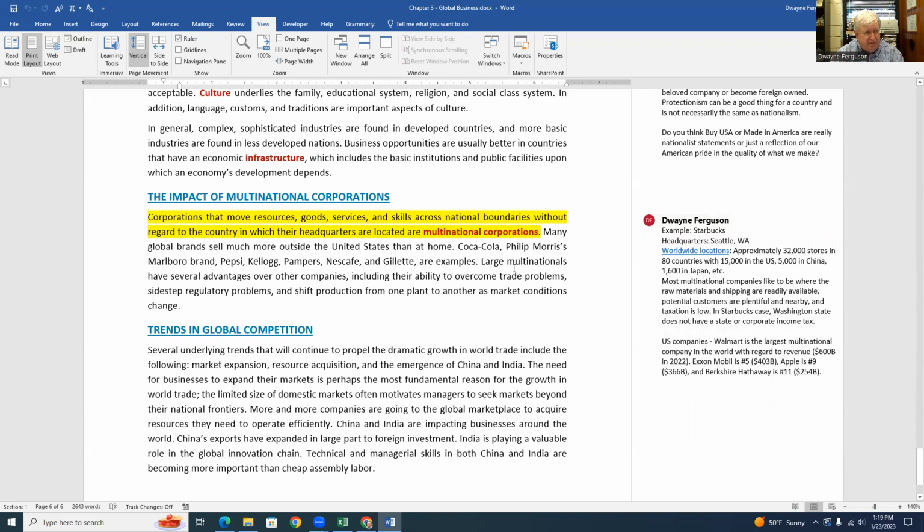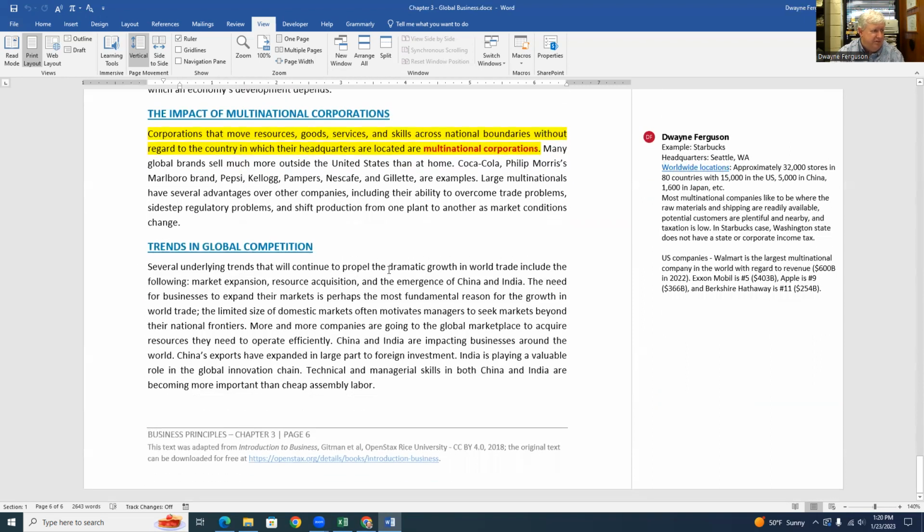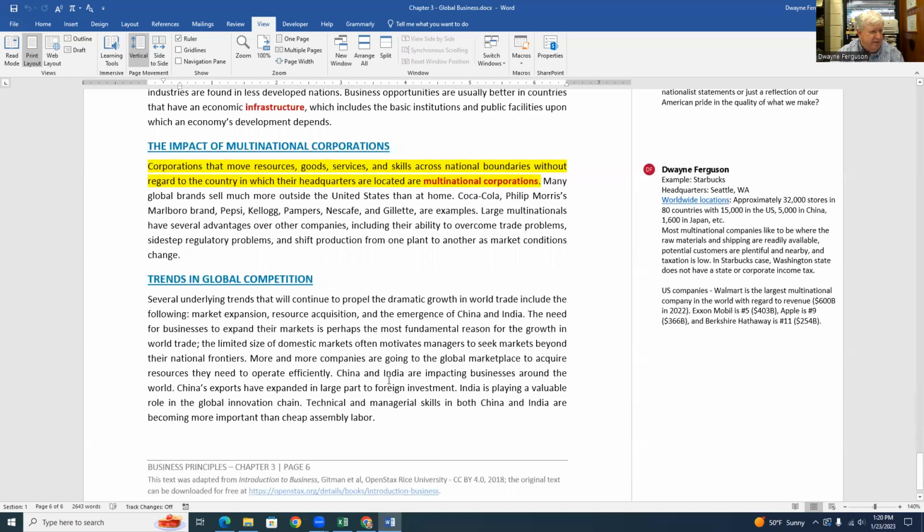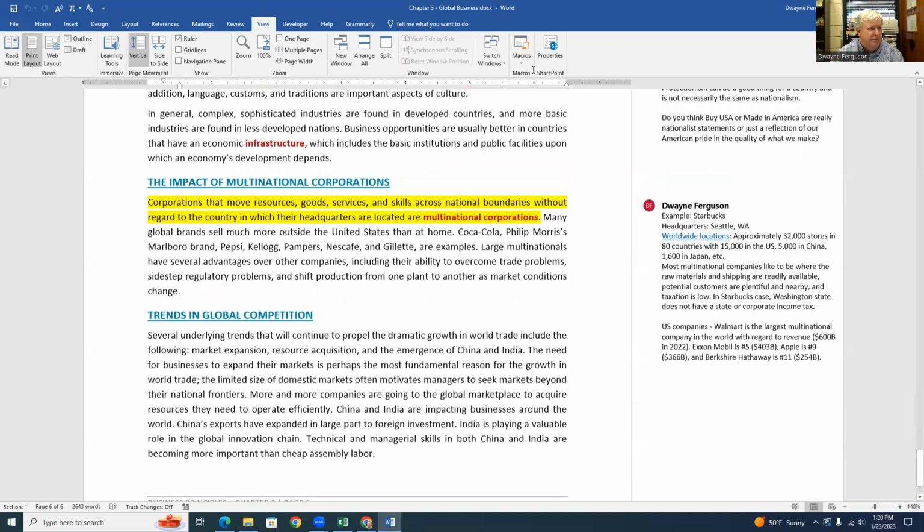Large multinational companies, they have headquarters. For example, our Starbucks headquarters is in Seattle. Seattle is pretty smart because Washington doesn't have a state income tax or corporate income tax. So all they're paying is federal. And so that's a break for them. Same thing with Texas. So anyway, you can read more about that and more about the trends in global competition.